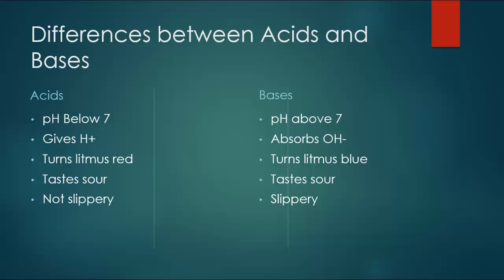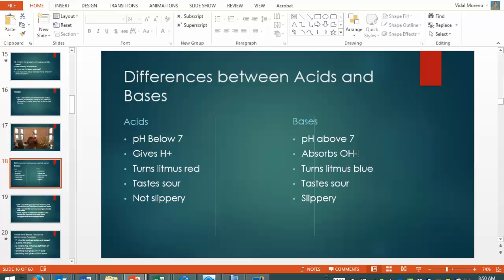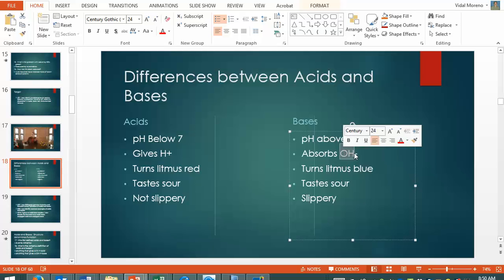An acid gives a hydrogen ion. We'll talk more about what H pluses are. Yes, we got some typos here. All right, so pH above 7. The hydrogen, an acid will give a hydrogen plus. A base will absorb a hydrogen plus.